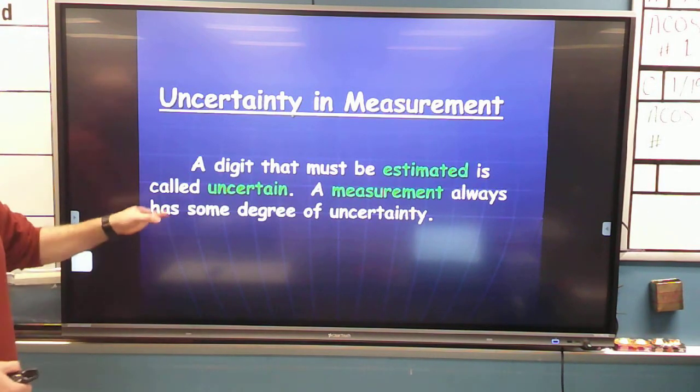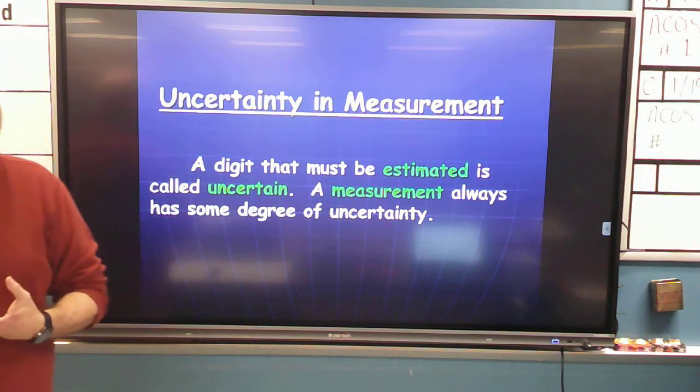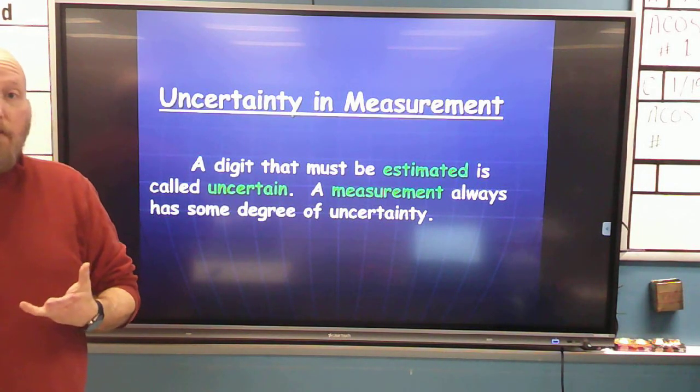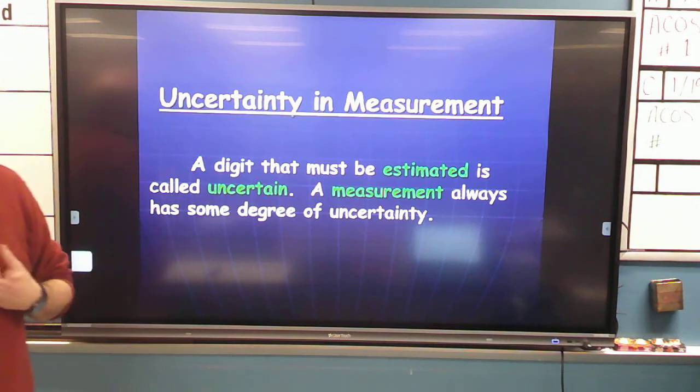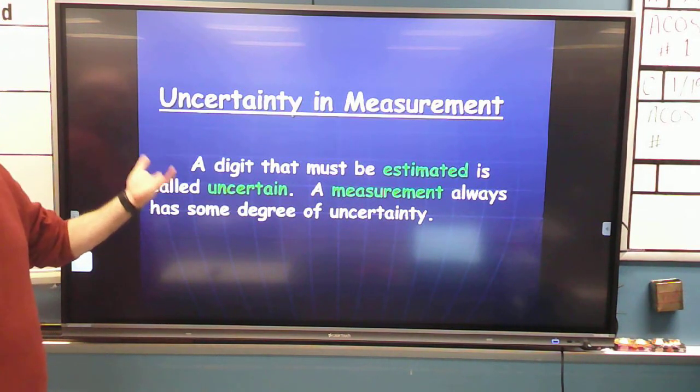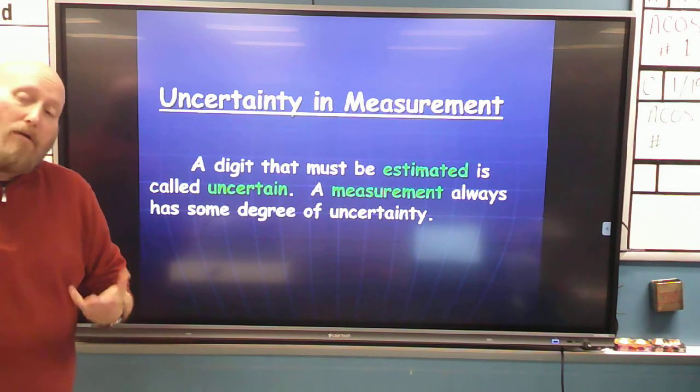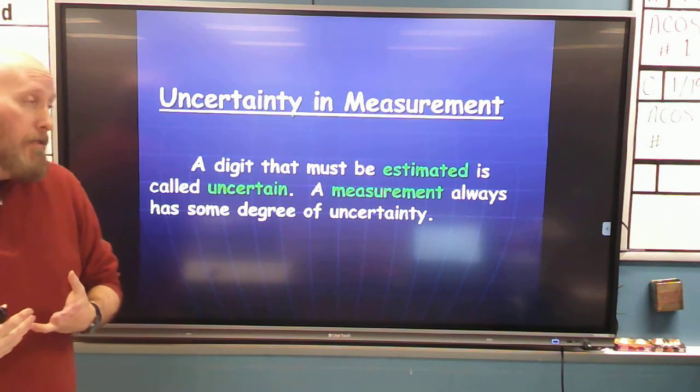So anyway, the first thing is a digit that must be estimated. You remember we kind of did that the other day, looking at the meniscus and estimating where it was at. But any number that must be estimated is called uncertain because we're not exactly sure what it is.